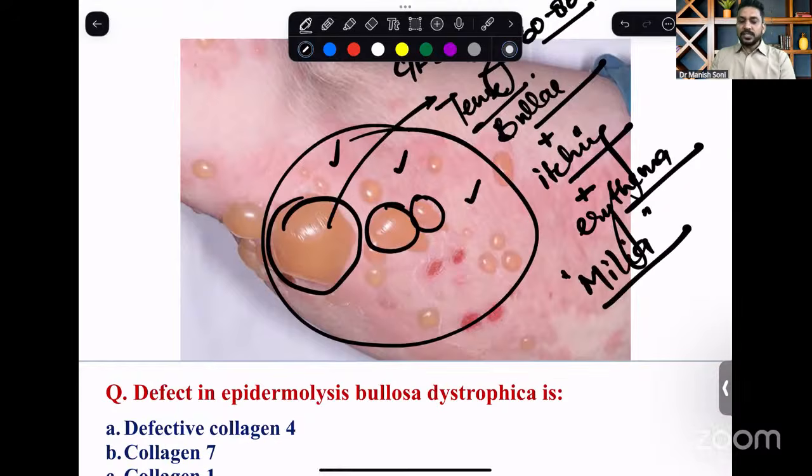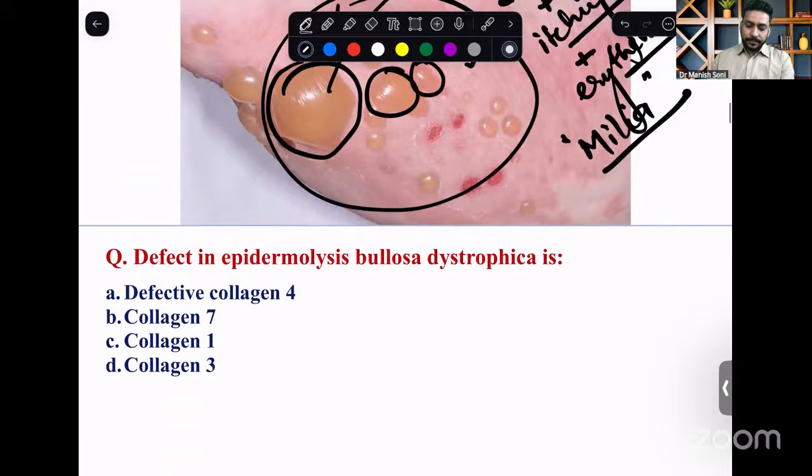Milia are nothing but small keratin cysts. So these are the clinical features seen in this condition: in old individuals, tense blisters with itching and redness around the lesion. When the lesions heal, they leave behind milia formation. This is the characteristic appearance of bullous pemphigoid.